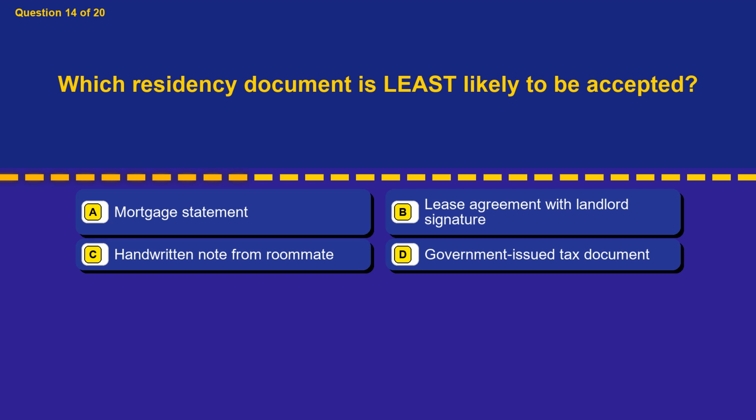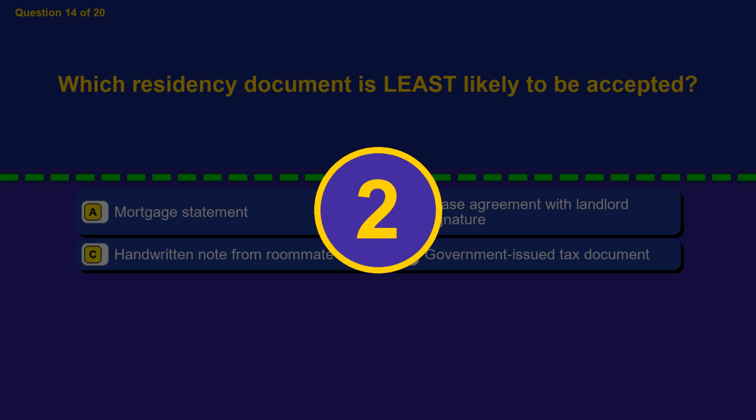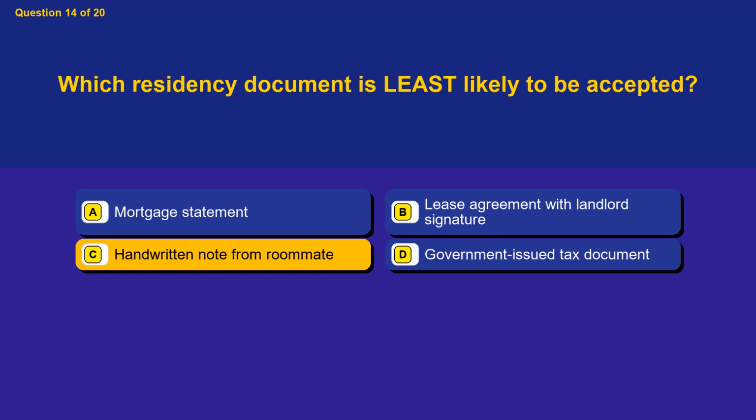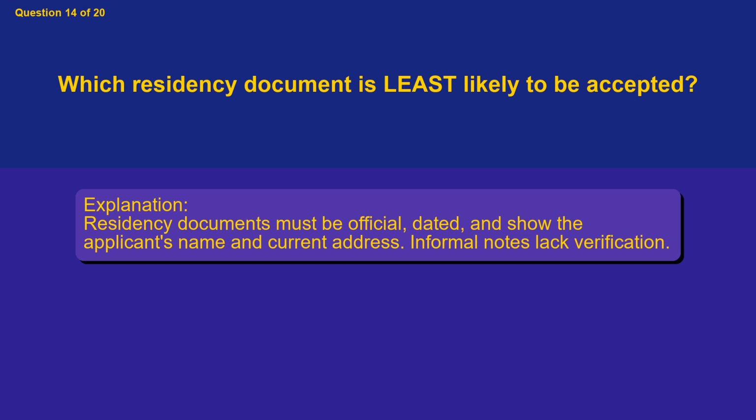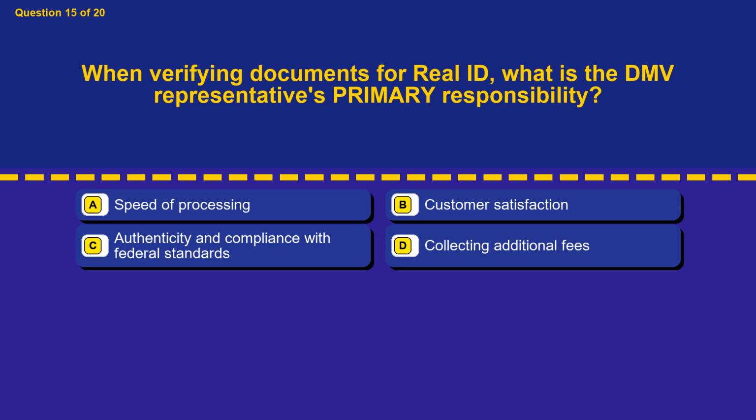Option A, mortgage statement. Option B, lease agreement with landlord signature. Option C, handwritten note from roommate. Option D, a government-issued tax document. The correct answer is option C, handwritten note from roommate. Residency documents must be official, dated, and show the applicant's name and current address. Informal notes lack verification.